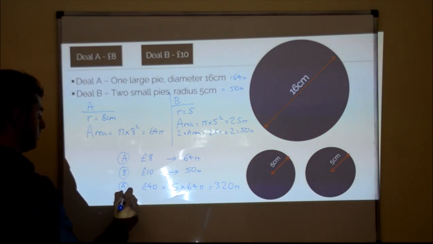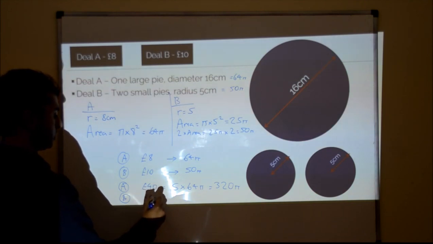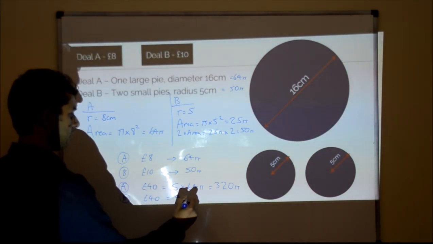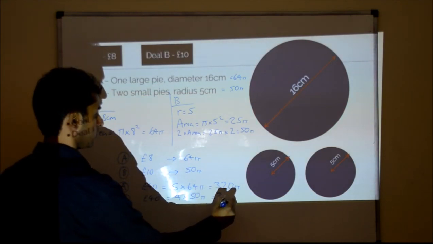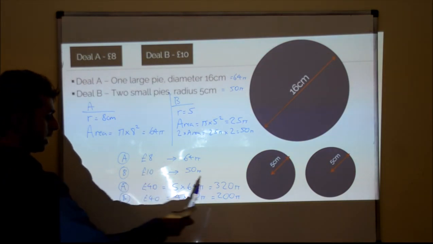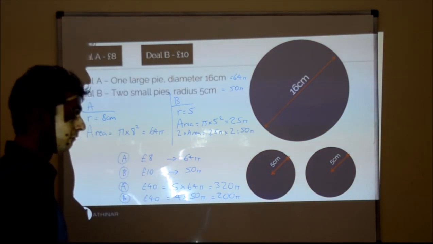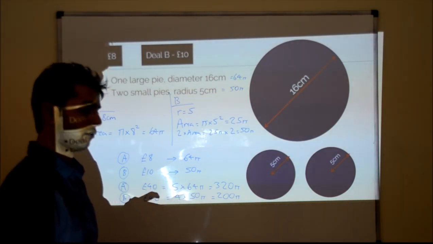If I go on to deal B, it is £10. So if I'm spending £40, I will get 4 lots of that. 4 lots times 50 pi is equal to 200 pi. So if I spend £40 on deal A, I end up with 320 times 3.14, and if I spend £40 on deal B, I get 200 times 3.14.